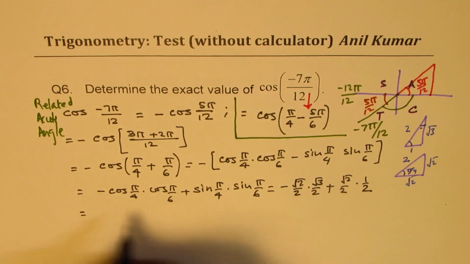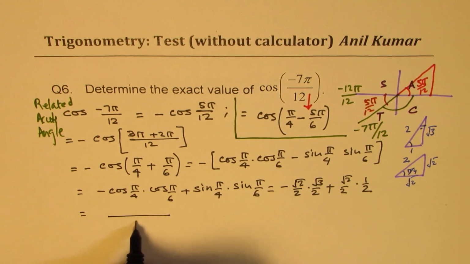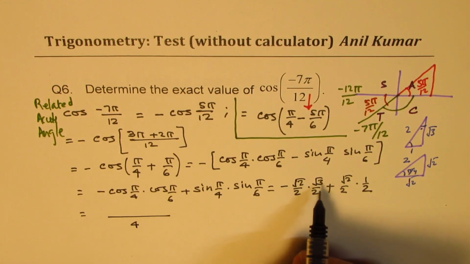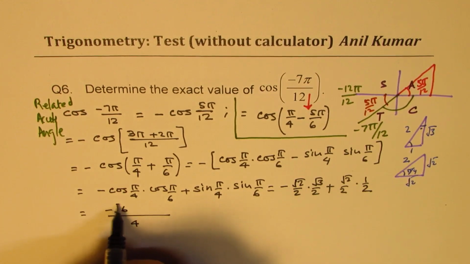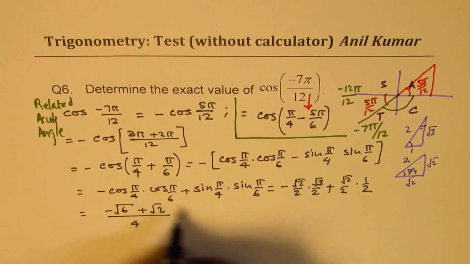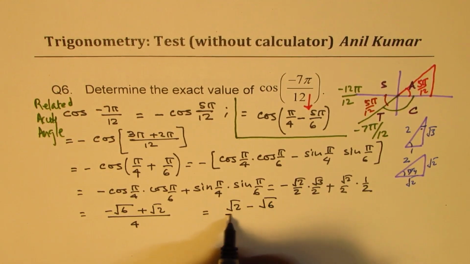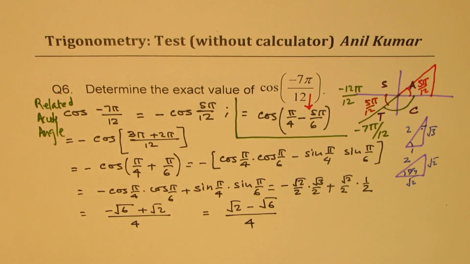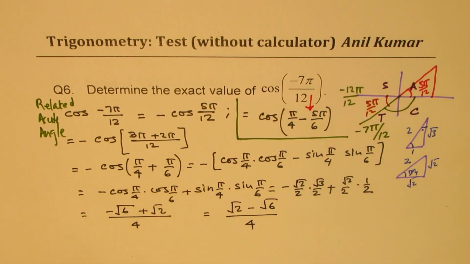So as you can see here, 2 times 2, 4 is our common denominator, right? In the numerator, we have minus square root 2 times 3, square root 6. And here we get plus square root 2. So the answer is square root 2 minus square root 6 over 4. Perfect. So that is how we could solve this question. You could actually write it in this fashion, apply the formula and get the same result.